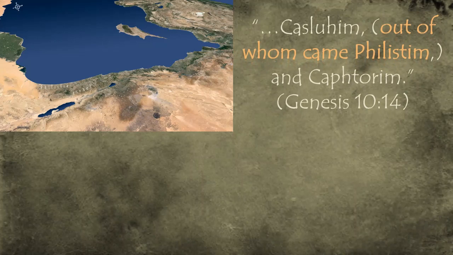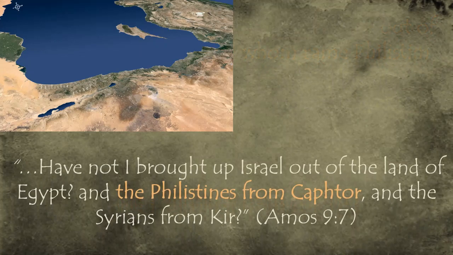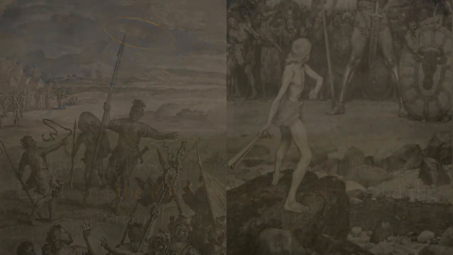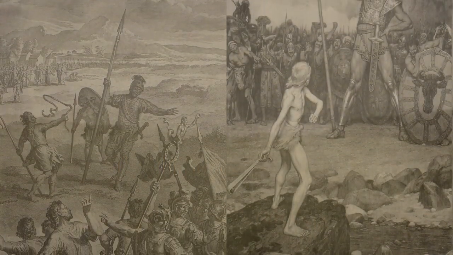Later the prophet Amos refers to this origin. "Have not I brought up Israel out of the land of Egypt, and the Philistines from Caphtor, and the Syrians from Kir?" Caphtor is generally associated with Crete, the island in the northeast corner of the Mediterranean Sea. But it is likely that the Philistines had come from even farther away than that.